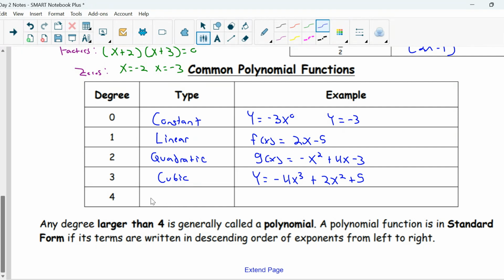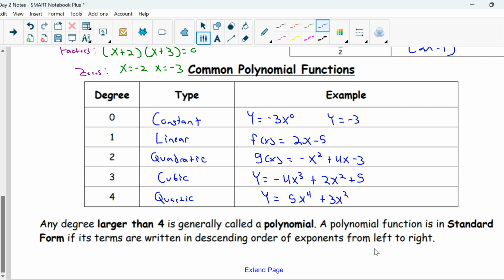So then finally, a fourth degree, we call this a quartic. An example of this would be y equals 5x to the fourth power plus 3x squared, and we can just leave it like that. It's important to note, any degree that is larger than 4, we just generally call it a polynomial. Remember, a polynomial is in standard form if the terms are written in descending order of exponents from left to right. So your highest exponents are going to be on the left, moving towards your lowest exponents to the right.